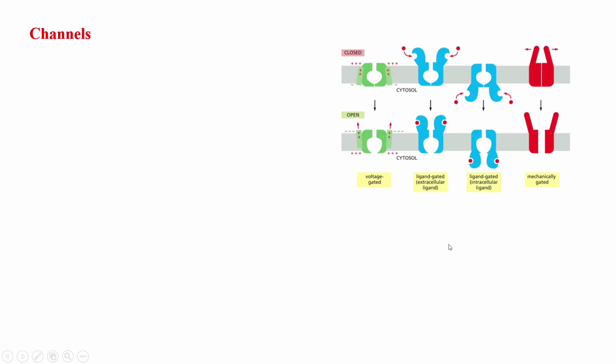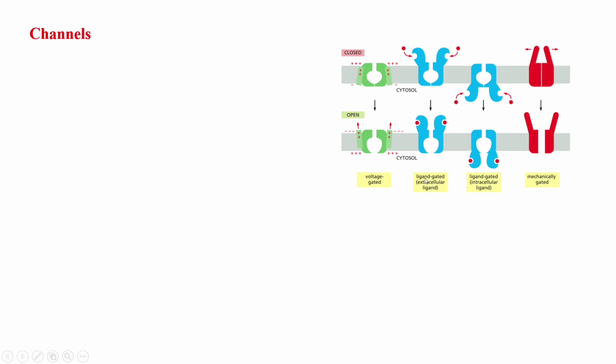Now let's talk about channels in more detail. Channels could be different in nature. One is called voltage gated channels. It means these channels depend on the membrane potential, or voltage change of the membrane. As you can see, it is closed in one state; here the outside is positive, and when it becomes negative, the channel opens. So the opening of the channel depends on the voltage.